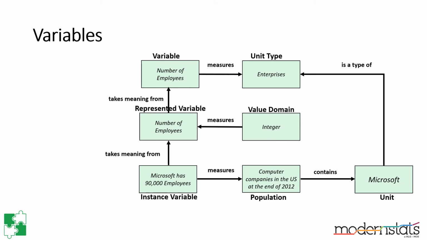The last picture shows all information objects we looked at. A unit type is enterprises, computer companies is the population, and Microsoft is a unit in the population. The variable measures enterprises. In this specific case, integer is used as the value domain. And the instance variable is that Microsoft has 90,000 employees. When the data has been collected, we have the value for Microsoft.